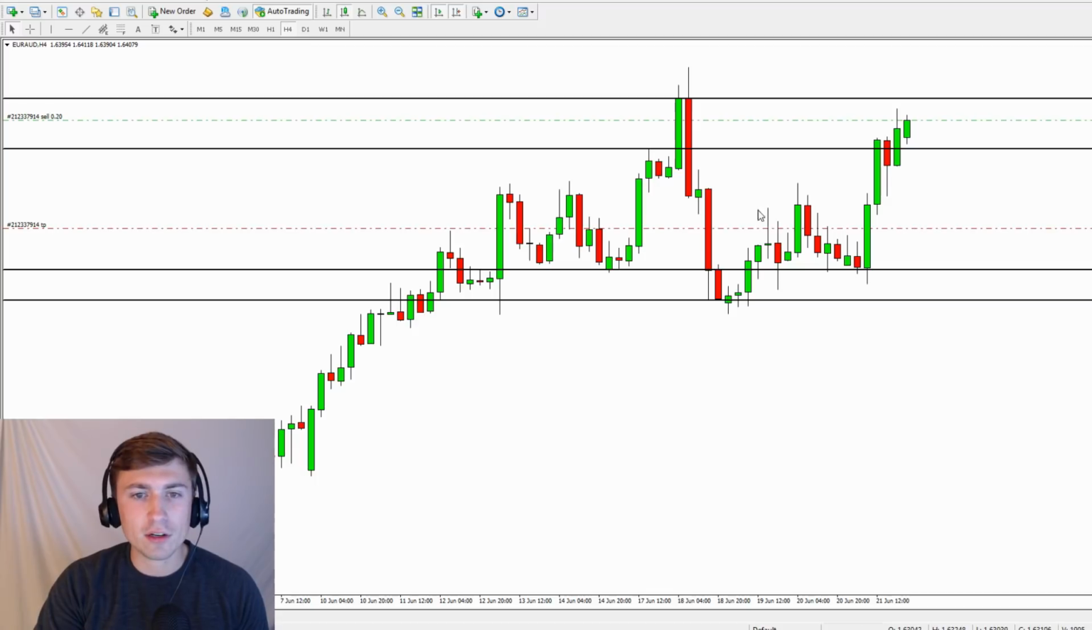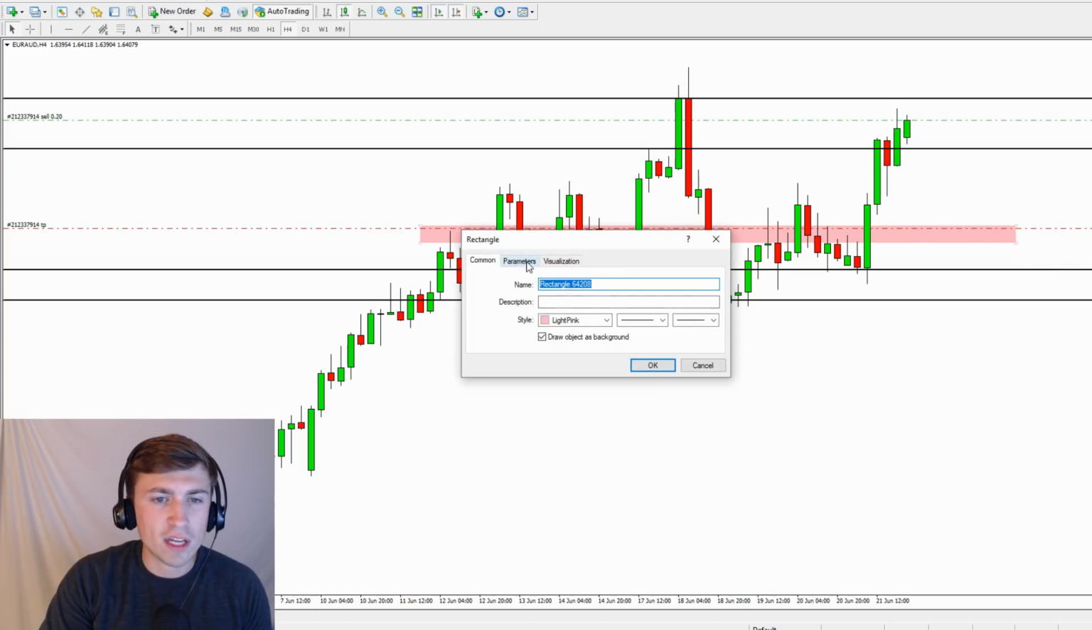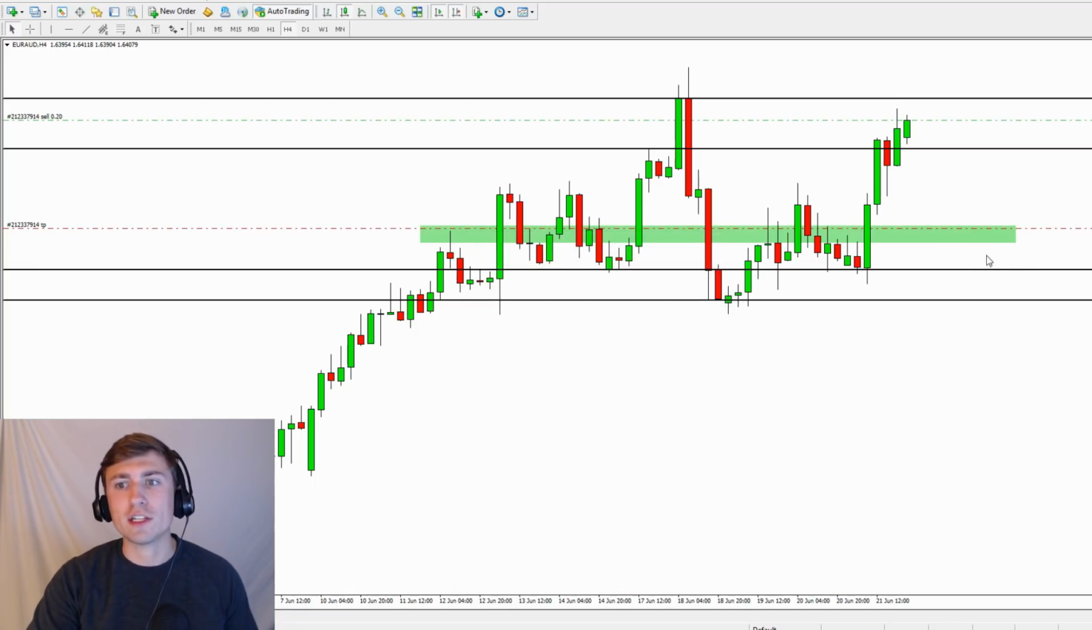Now, why is that my target? You'll see that this general vicinity down here, this range or level, this zone here, is acting as a potentially interesting level of demand, or buyer zone, on a shorter term basis. So if I make that light green, you can see that this zone here generally is going to be our target level.